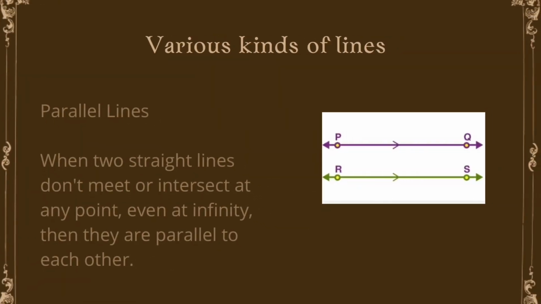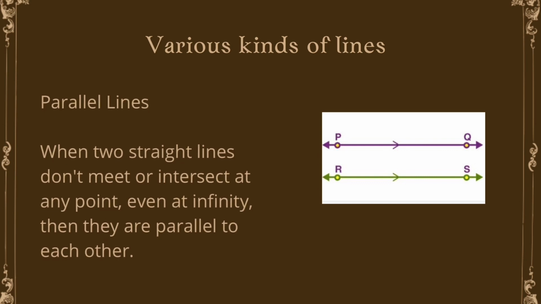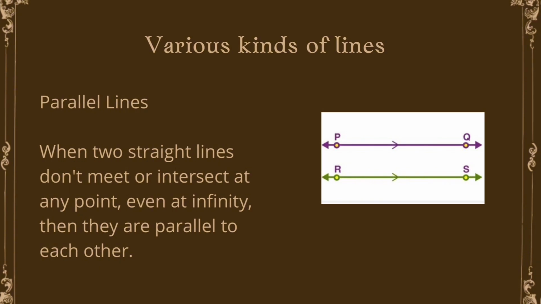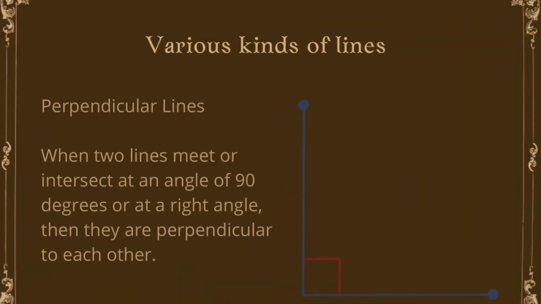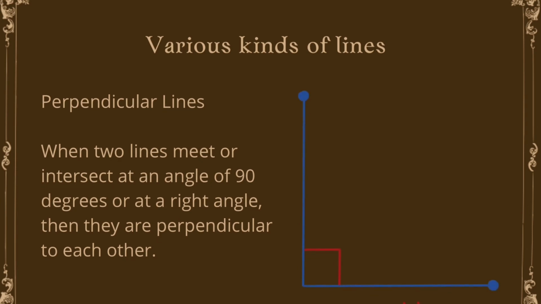The third is parallel lines. When two straight lines don't meet or intersect at any point, even at infinity, then they are parallel to each other. The fourth is perpendicular lines.